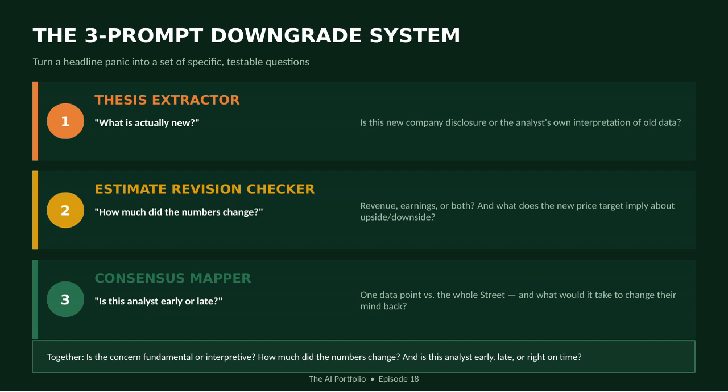Use this prompt. Based on this analyst note and any available information about Wall Street consensus, how does this analyst's new view compare to the broader analyst community? Is this analyst ahead of consensus or behind it? Does the note reference any upcoming catalysts, earnings, product launches, regulatory decisions that could prove the thesis right or wrong in the near term? And what would the analyst need to see to reverse their view back to a buy?